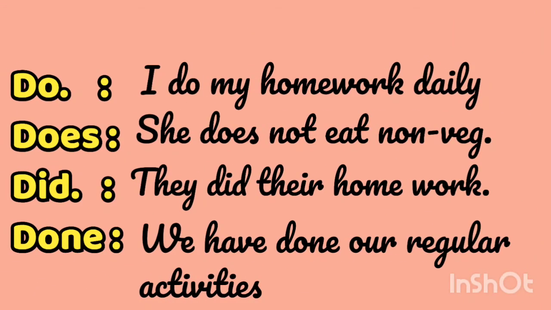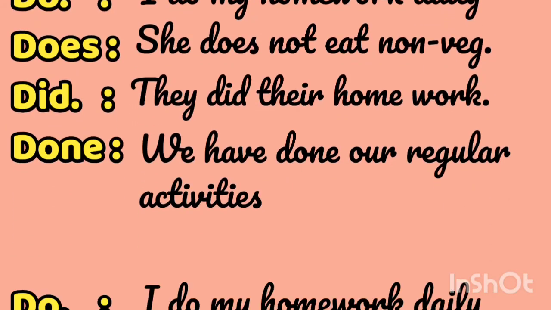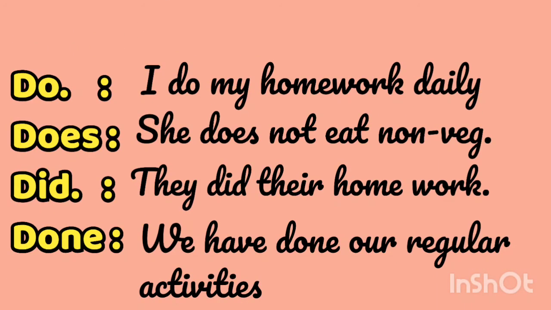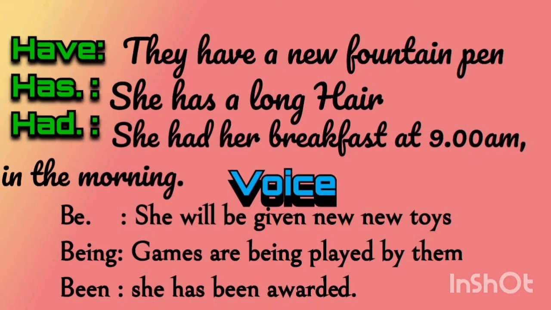How can we use do? I do my homework daily. She does not eat non-veg. They did their homework. We have done our regular activities. Have forms: They have a new fountain pen, long back, even now also. She has long hair. Had: She had her breakfast at 9 a.m. The time was completed, so she had her breakfast.